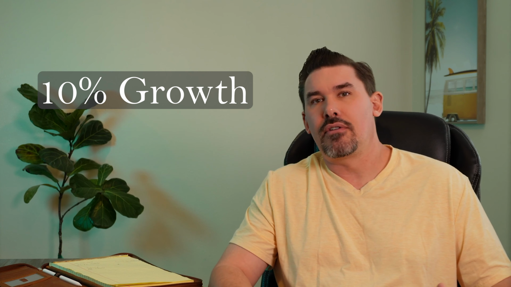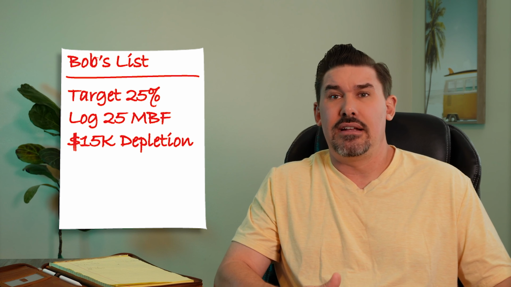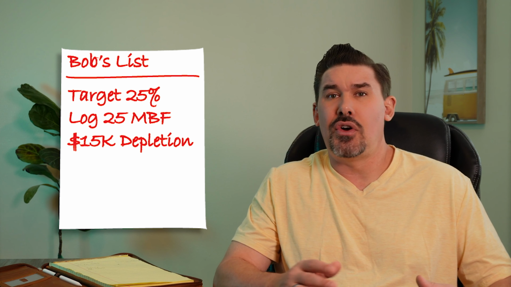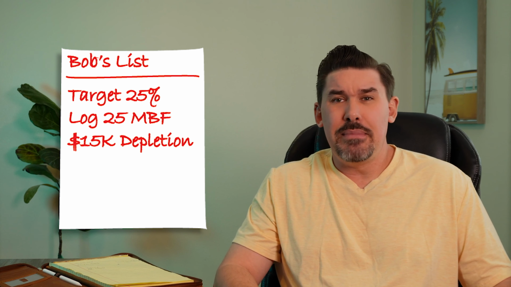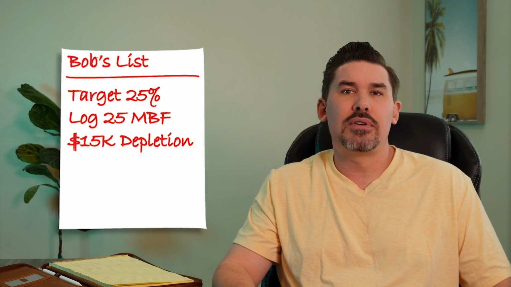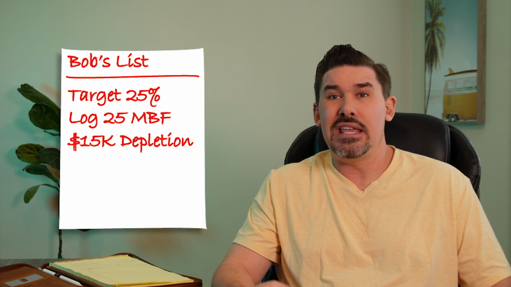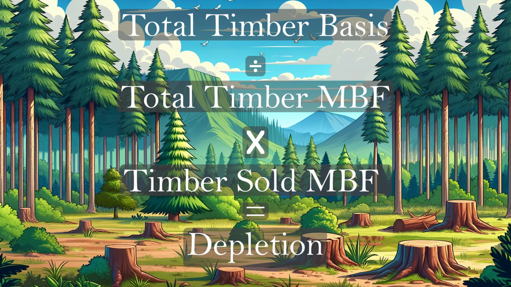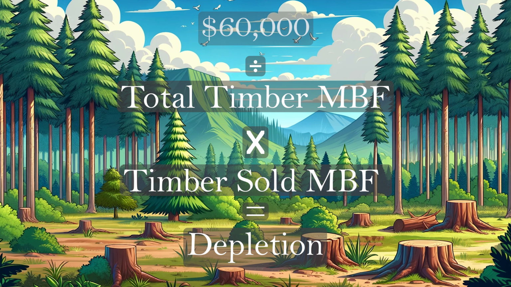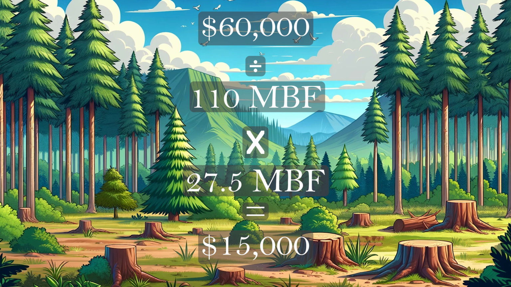He's had 10% growth. Bob asked the loggers to cut down 25% of his trees and to target about 25 MBF. Bob likes easy math, so he figured if he cuts 25% of his trees, he was able to take 25% of his timber basis. The logger perfectly executed Bob's wishes, however, and actually cut 27.5 MBF and not 25 MBF like Bob had asked them to. So Bob and I were both sort of right.